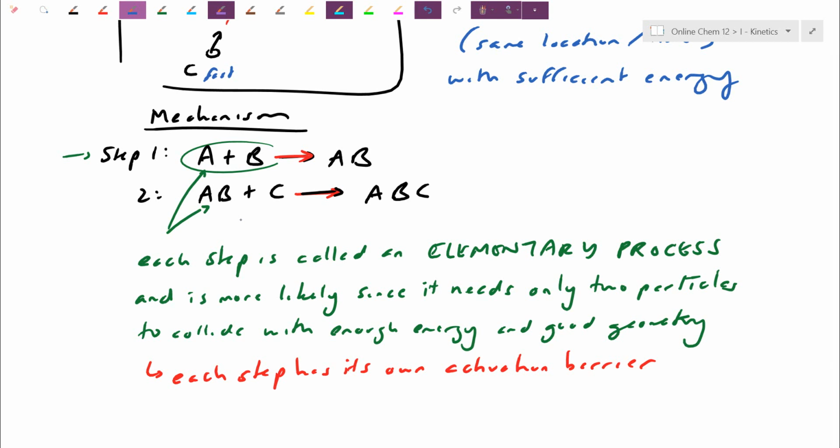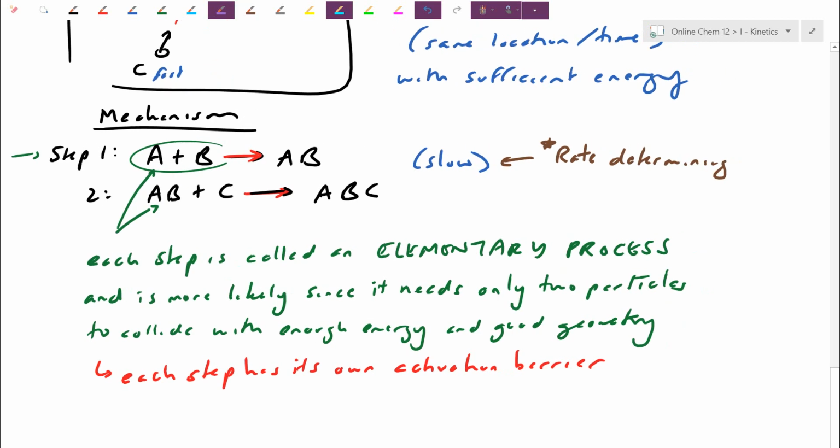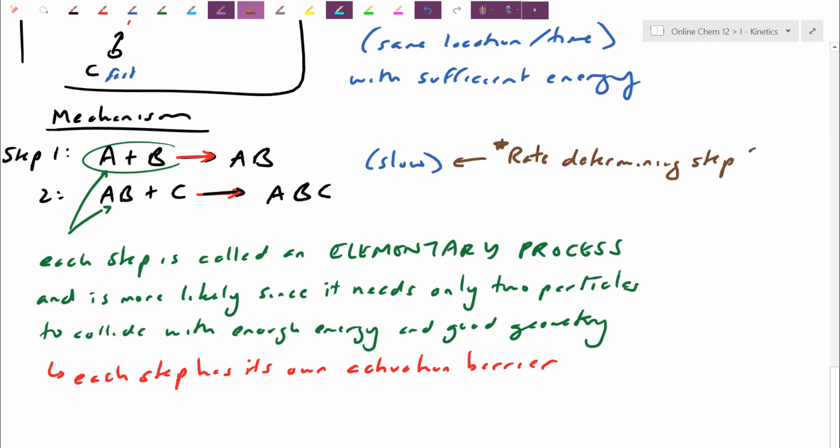It's not always easy to identify which is going to be slow, so they usually need to tell you which is slow. Let's say for argument's sake here, the first reaction is slow. The one that they label to be slow is given a special name. This name is going to be called a rate determining step, or RDS for short. This is the step that determines the rate. This is the step that controls how fast you can do your procedure.